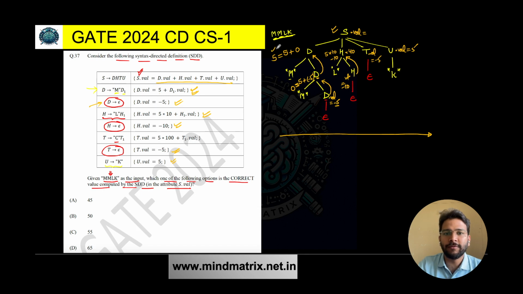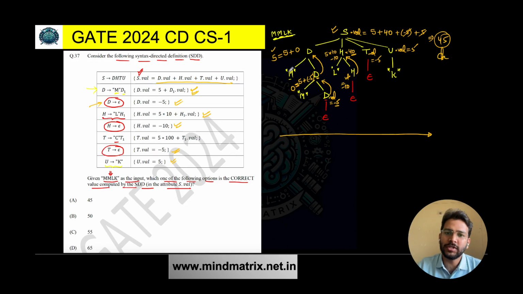D dot value is 5, so you can write 5 here, plus H dot value is 40, so we can write 40 here. T dot value is -5, so plus of -5, and U dot value is 5. So this is what we are getting. Finally, if you solve this, 5 and -5 will cancel out. 40 plus 5 will give you 45 as the answer.